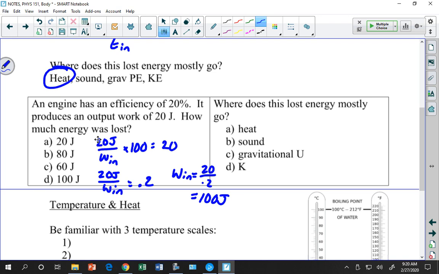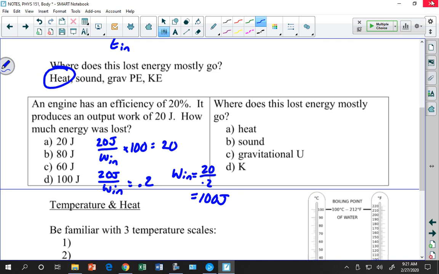And because I was 20% efficient, I only got 20 joules out of that work. Okay? Let me step through this again, what I did. But really, you should be able to do it without going through this algebraic step, because I'll give you pretty simple numbers. If you think about how those numbers break down, you should be able to do it.